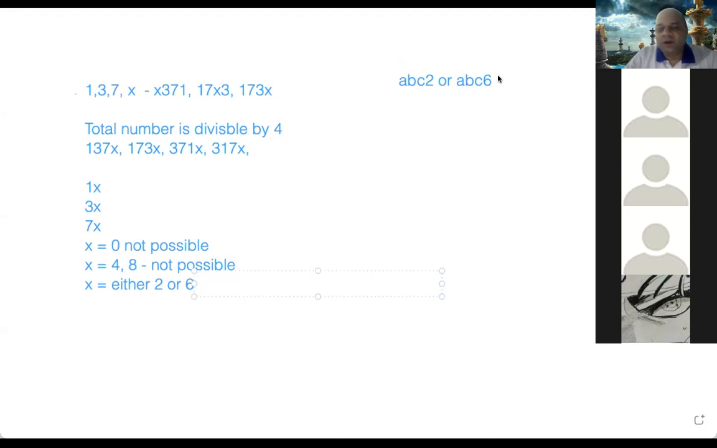Not only this, they said that you subtract the reverse of this number. What is the reverse of this number? If this is the number, then the reverse will be either 6CBA or 2CBA. What is the reverse of a number? Say if it is 1, 2, 3, 4, then the reverse is 4, 3, 2, 1. Or 2764, the reverse is 4672, right? So this is the reverse of the number. So now our number is either ABC2 or ABC6, okay?